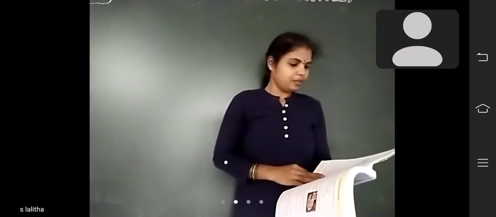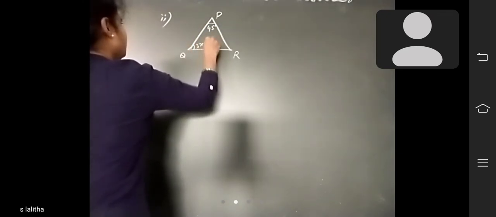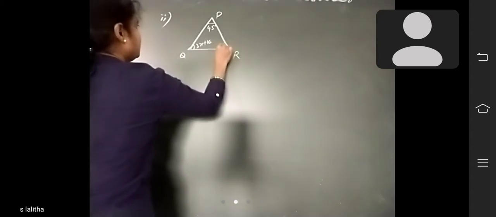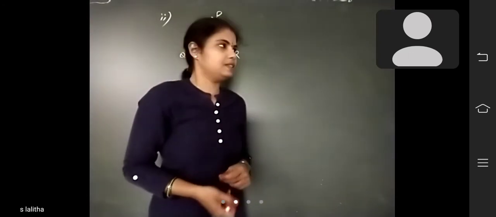Exercise 2.2. The first problem, the first one, is completed. Next, the second one. See, children, what is the picture given here? A triangle is given. So this is P, Q, R. Here it is 45 degrees given. This is 3x plus 16 given. And this is 68 given. Okay, how to find the value of x, children?